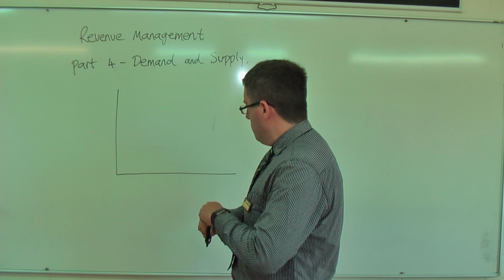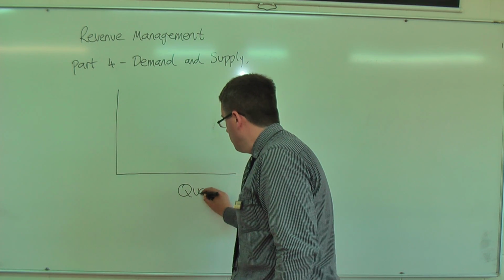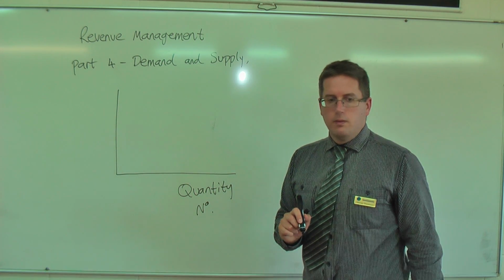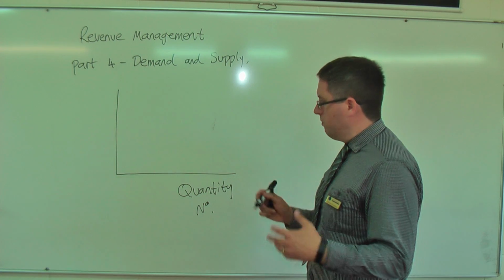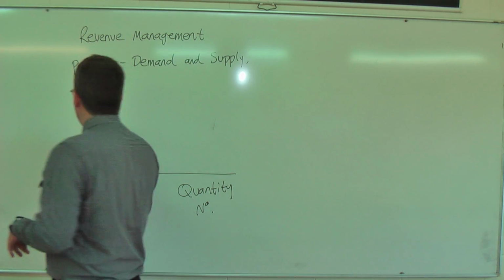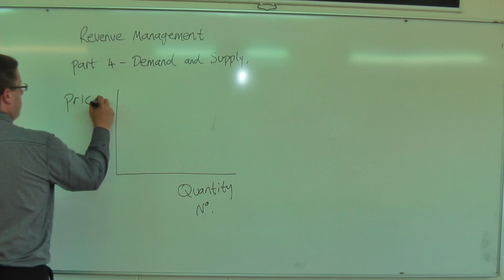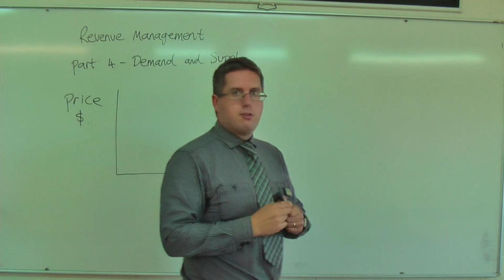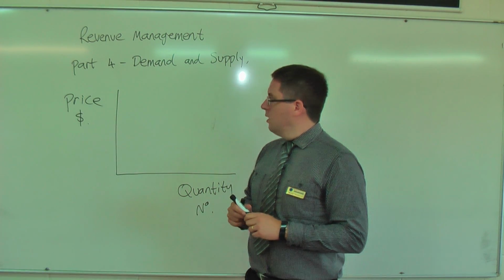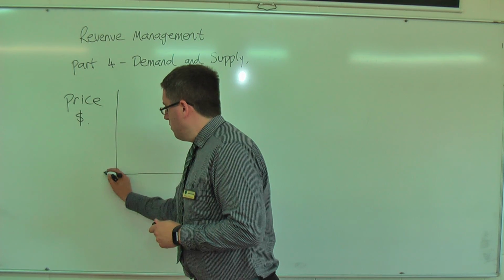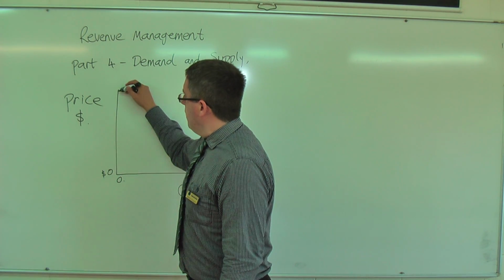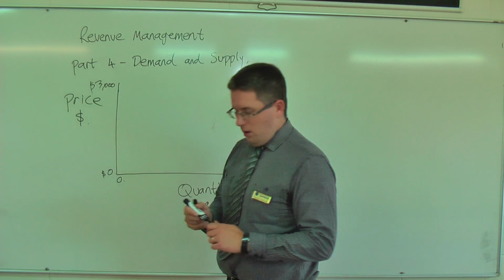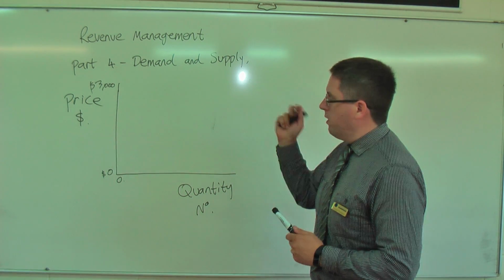We put quantity on the bottom. This is the number that you want to buy, the number you want to sell. That's the x-axis, technically. On the y-axis, the one going up, that's called the price level. Here, this is $0, and up here, in the iPhone example we did in class, a very high price point, $3,000, very high.